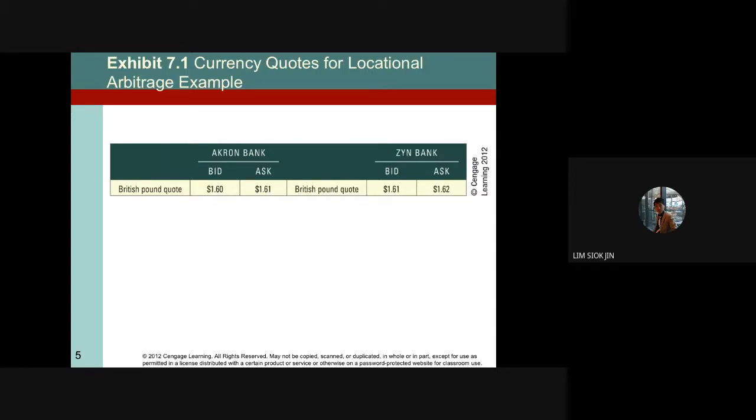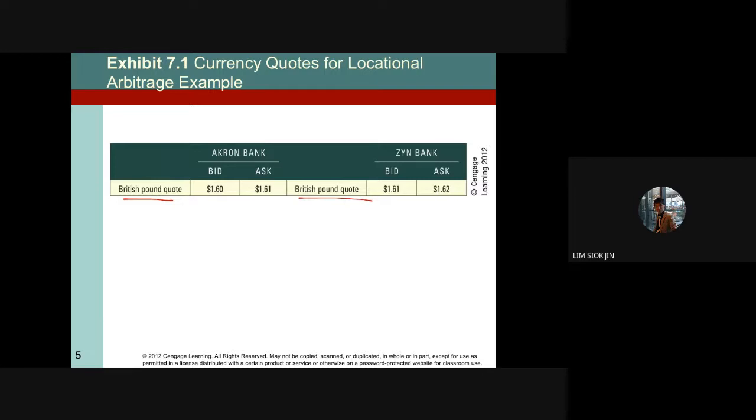Okay, so back to a more appropriate example, which is the example of locational currency arbitrage. If you look at this, one kind of arbitrage you can see is between Akron Bank and Zin Bank. These two banks sell the same thing, British pound, but the pricing is different. So usually when the pricing is different, people will try to make money out of it.